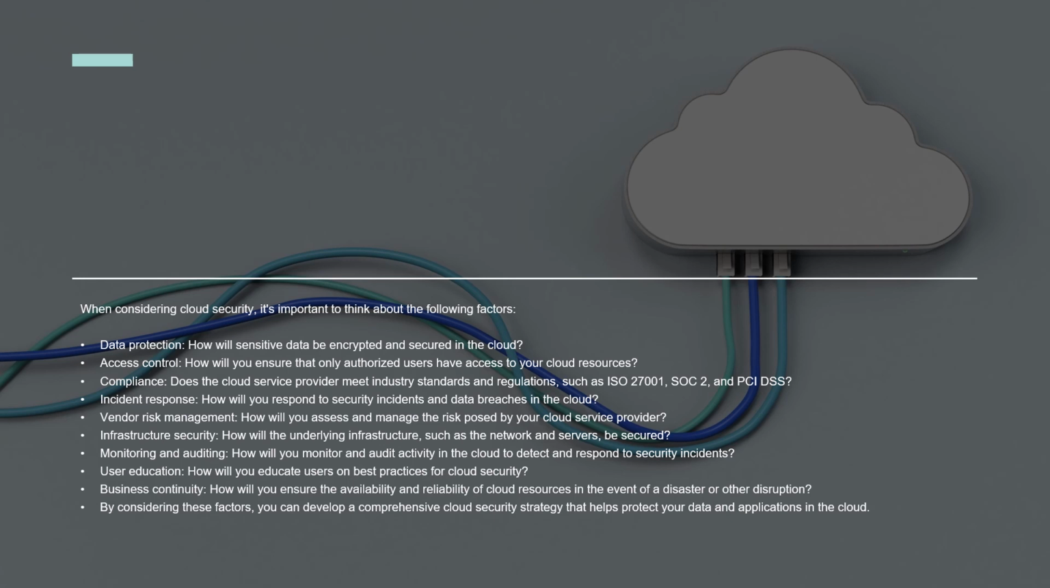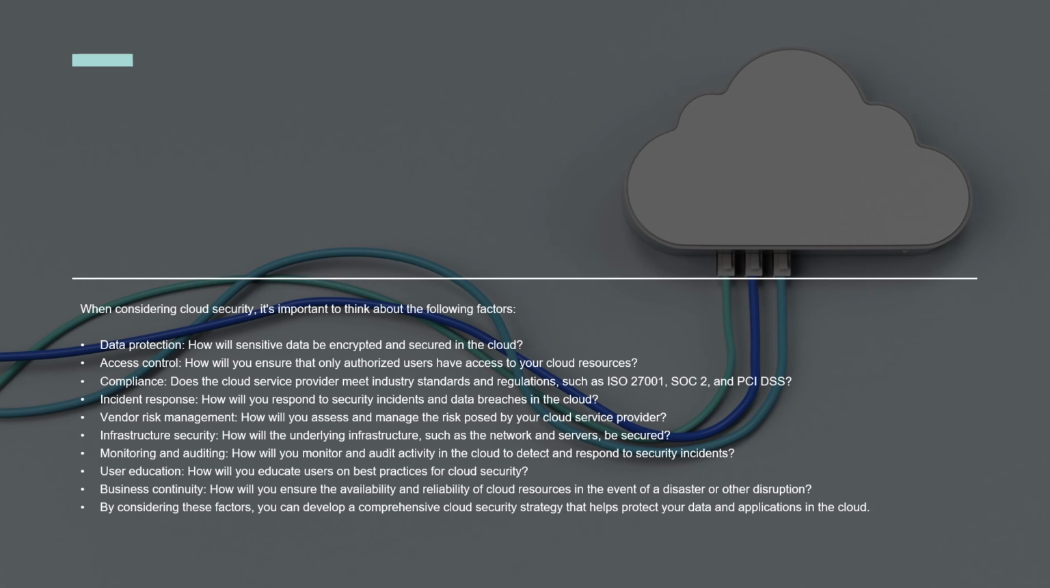Incident response. How will you respond to security incidents and data breaches in the cloud? Vendor risk management. How will you assess and manage the risk posed by your cloud service provider? Infrastructure security. How will the underlying infrastructure, such as the network and servers, be secured? Monitoring and auditing. How will you monitor and audit activity in the cloud to detect and respond to security incidents? User education. How will you educate users on best practices for cloud security?